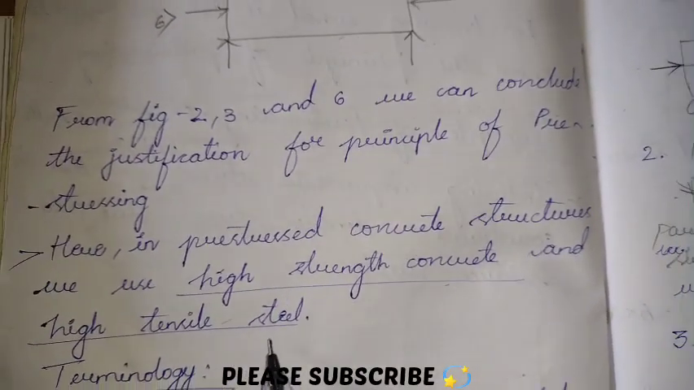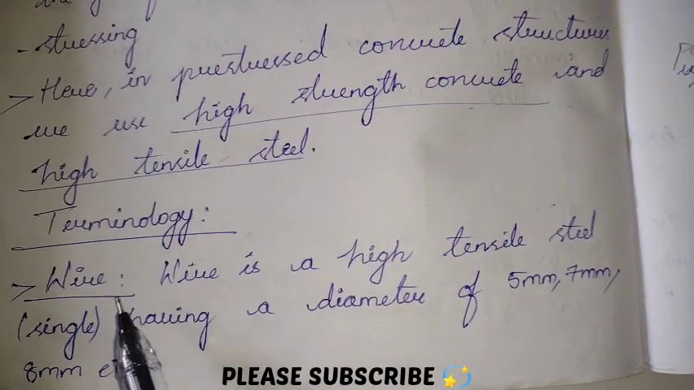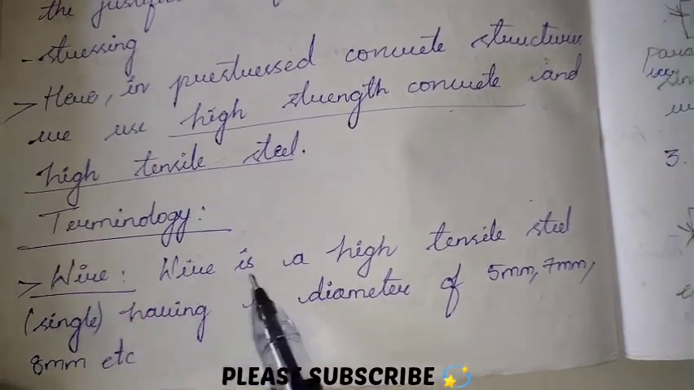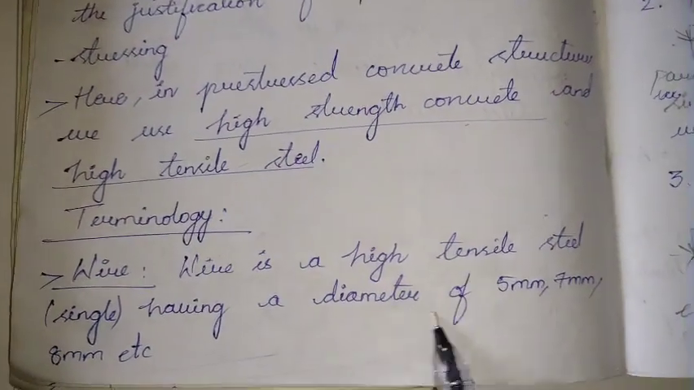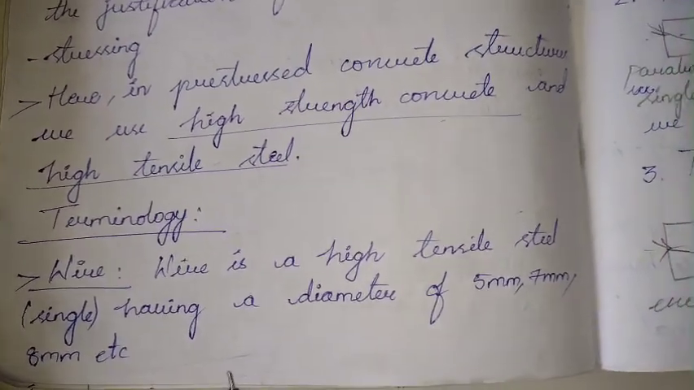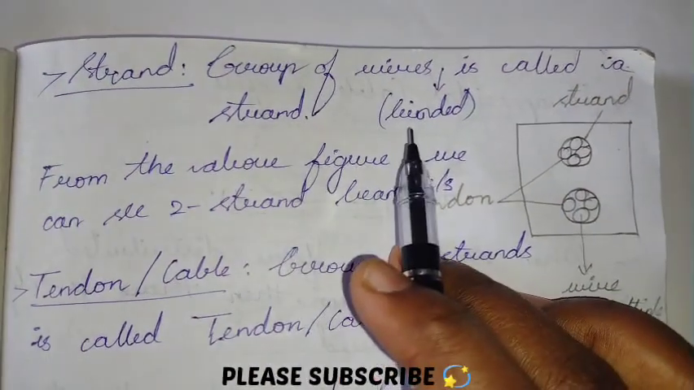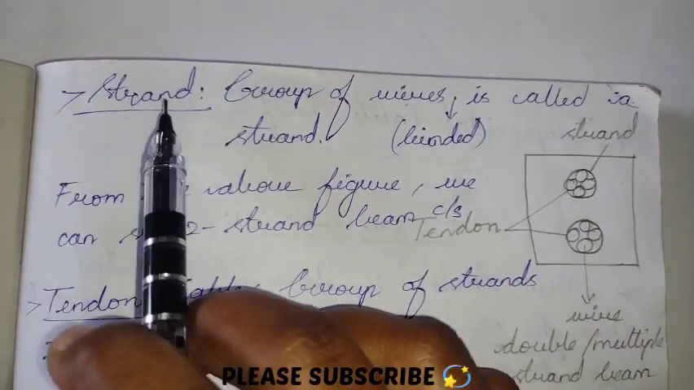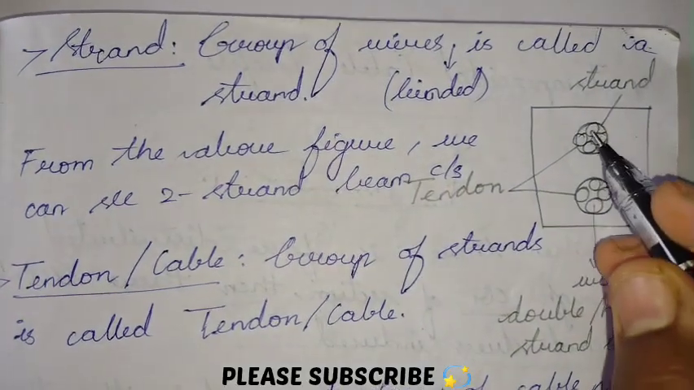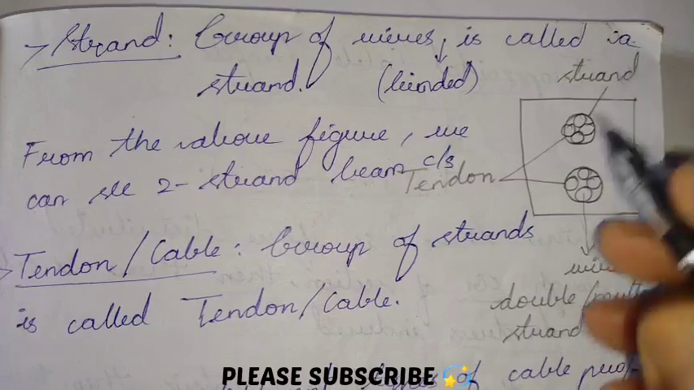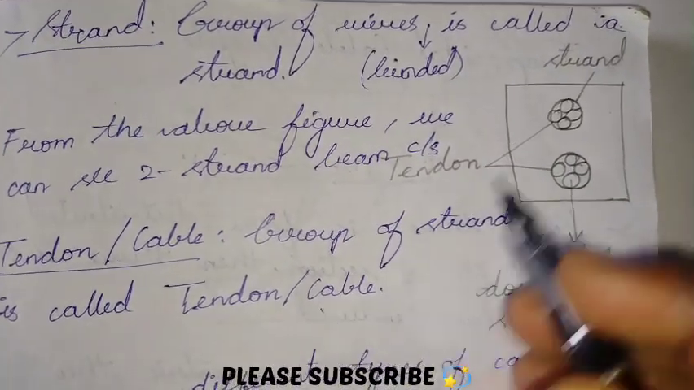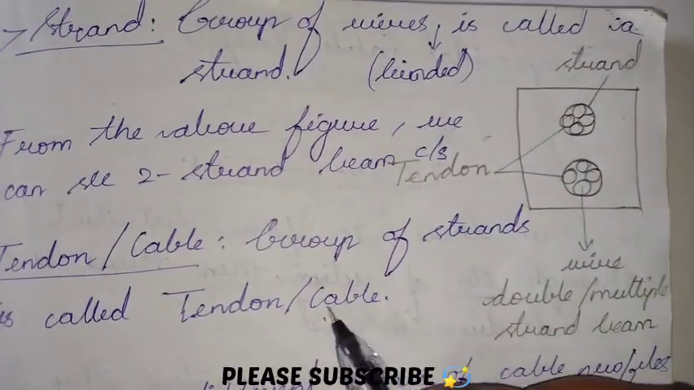Let us now see what a cable is. Generally when we say wire, we specify a high tensile steel single wire having a diameter of 5 mm, 7 mm, 8 mm, etc. When these wires are grouped or bound together, we call that a strand. See here, initially we call each one a wire, together we call that a strand, and a group of strands is called a tendon or cable. So this is a cable.